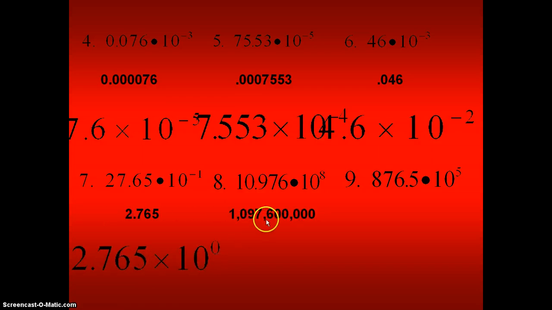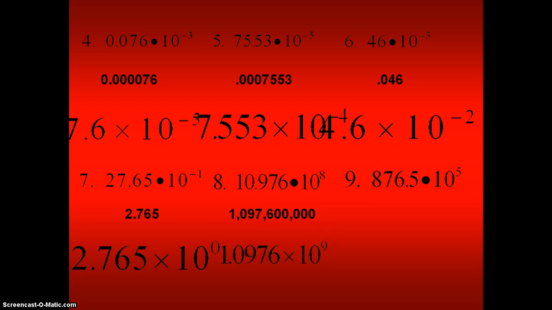Okay, for number 8, when you turn it into standard form, you're going to get this big old number right here. When you switch it back into scientific notation, you should have ended up with 1.0976 times 10 to the 9th power.